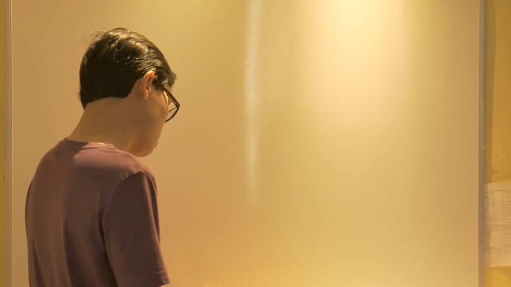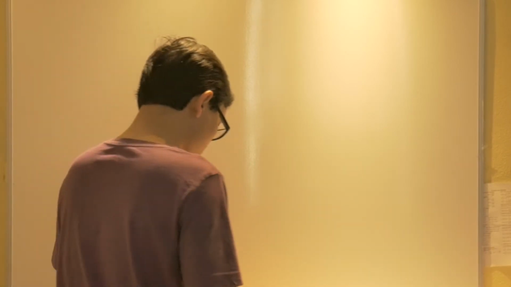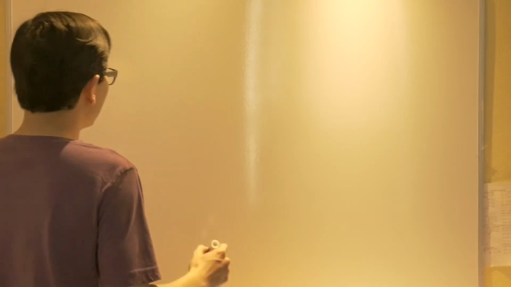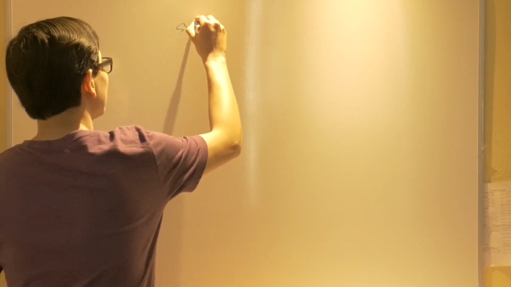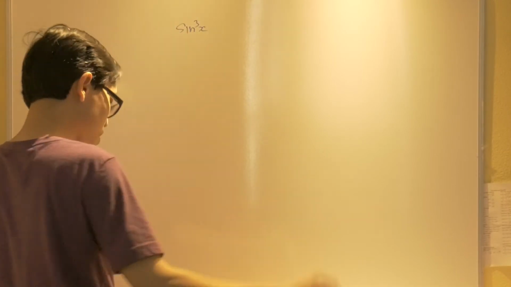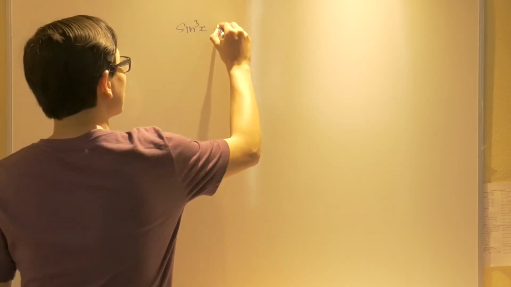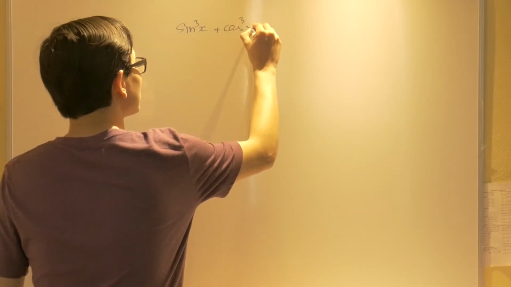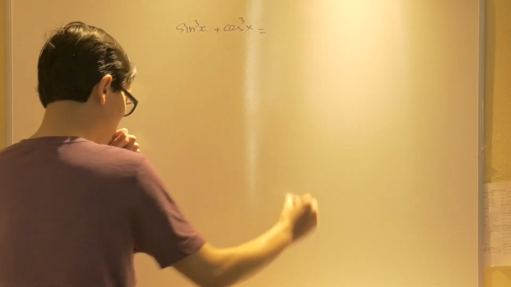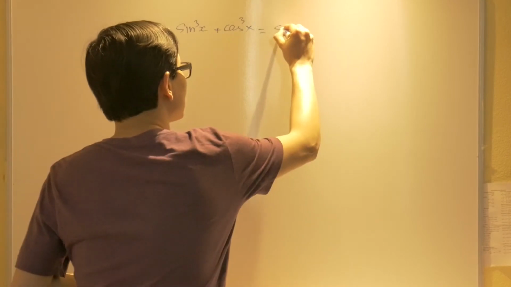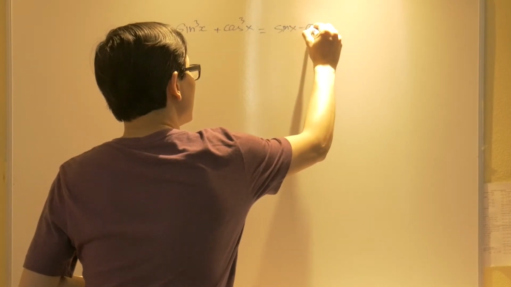So what I have over here, let me see. I'm going to pick the one that's pretty simple. It's not really that hard, it just requires you to use some properties we already learned. So I have sine cubed of x plus cosine cubed of x equal to sine x minus cosine x.